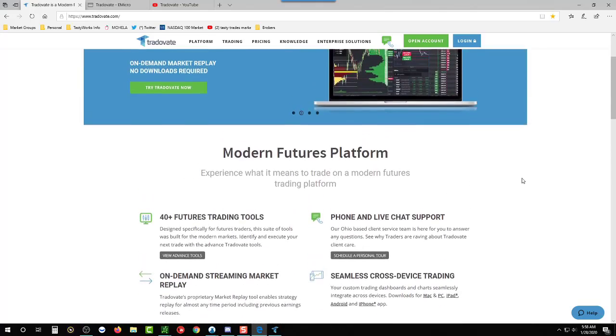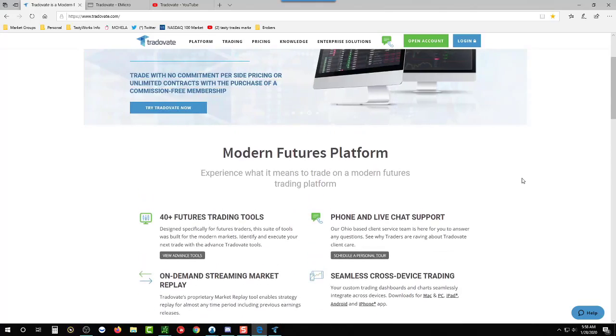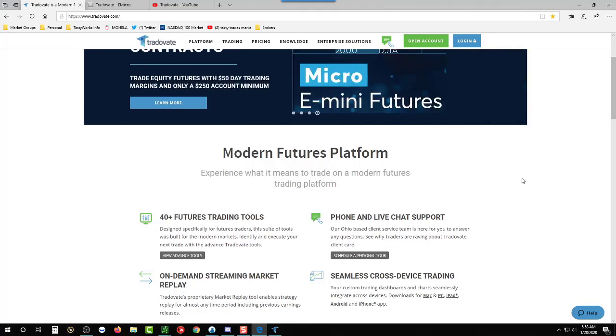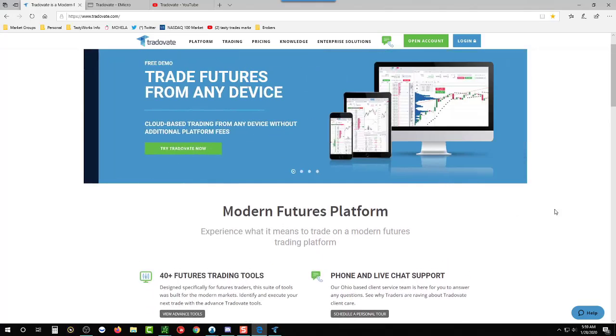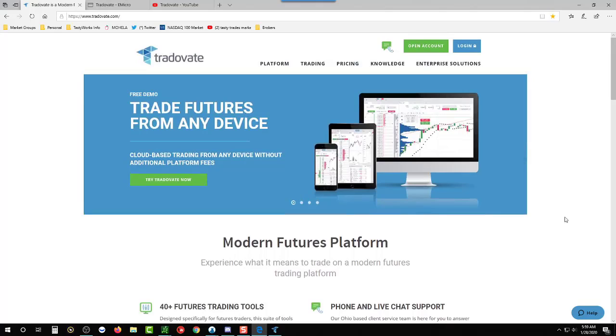It has a membership that you can get for free trading if you're a person who does a lot of trading and you want to get commission free trading. They have a membership package for that. They've got customizable indicators that use the same language code as TradingView.